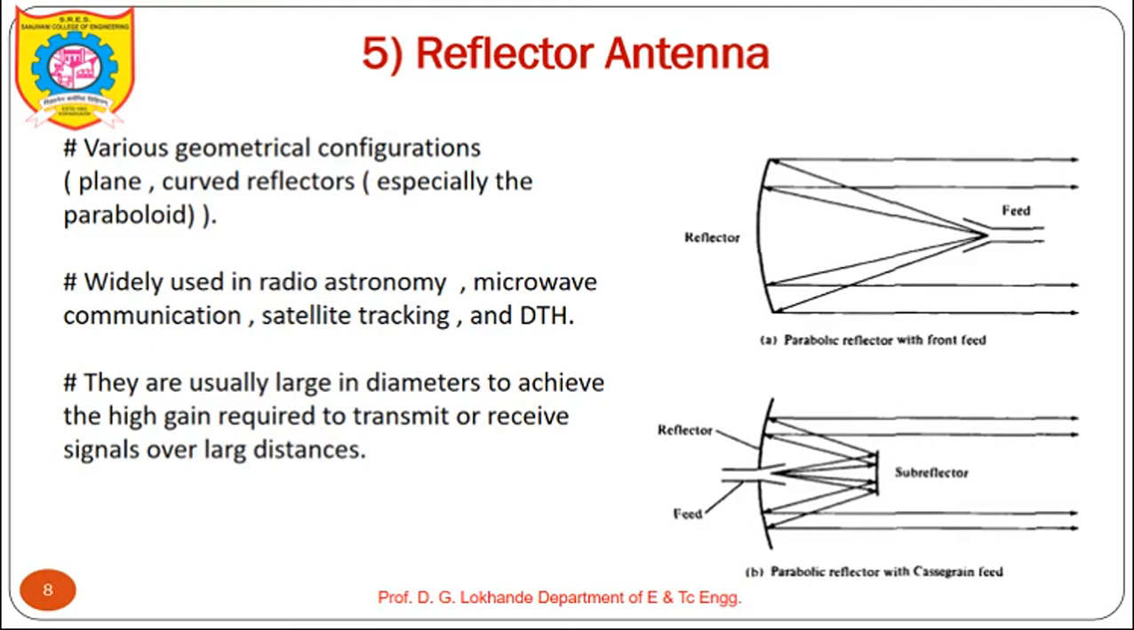Various geometrical configurations like plane and curved reflectors, especially the paraboloid, are widely used in radio astronomy, microwave communication, satellite tracking, and direct to home systems. They are usually large in diameter to achieve the high gain required to transmit or receive signals over a large distance.